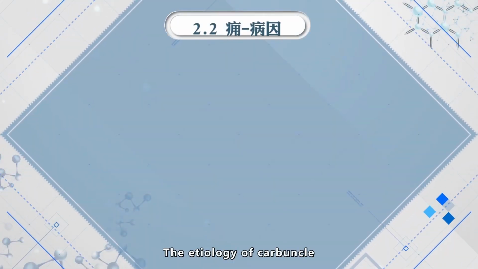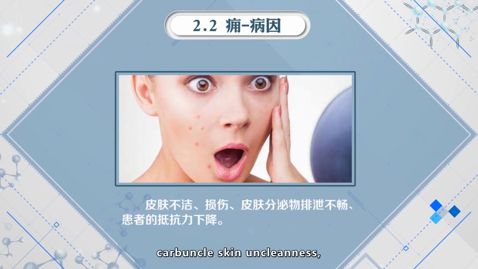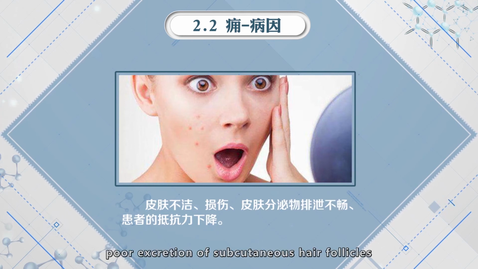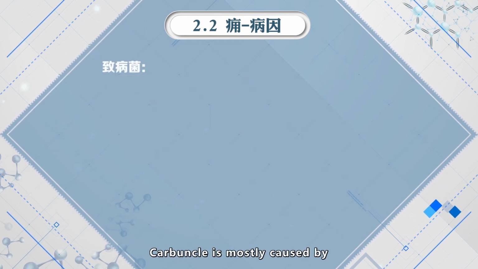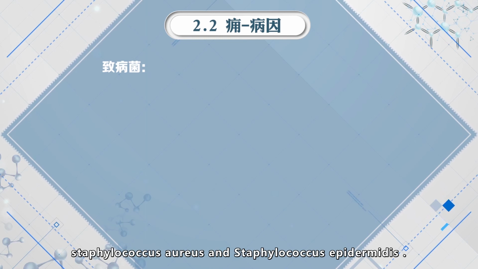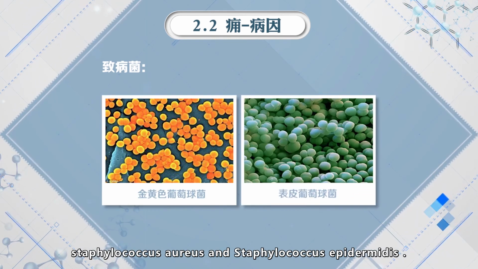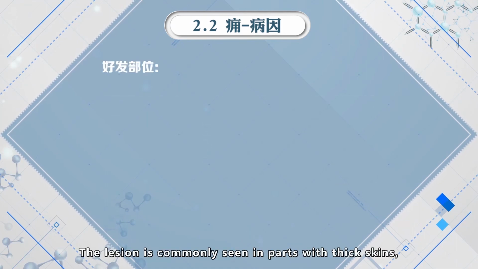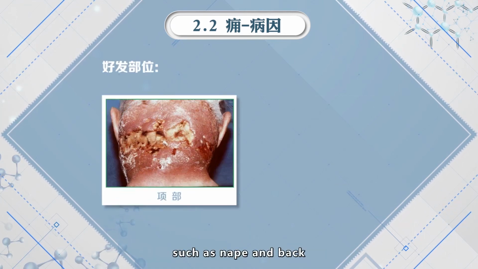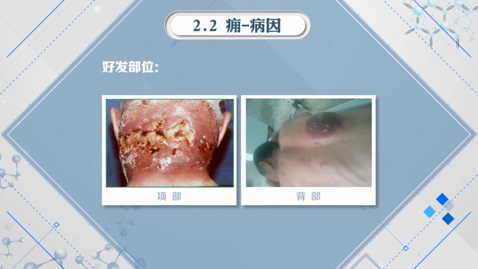The etiology of carbuncle. Carbuncle is caused by skin uncleanness, abrasions, poor excretion of subcutaneous hair follicles and sebaceous glands, or reduction of body resistance. Carbuncle is mostly caused by Staphylococcus aureus and Staphylococcus epidermidis. The lesion is commonly seen in parts with thick skin such as neck and back.